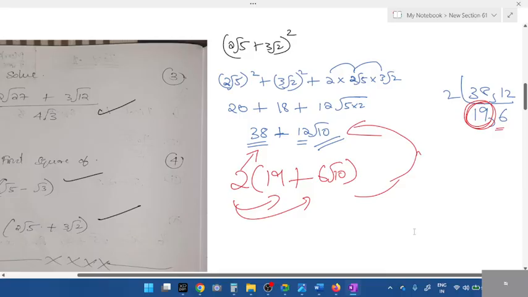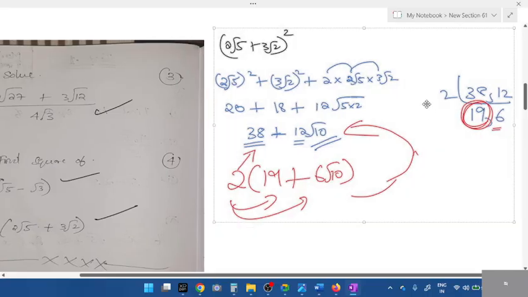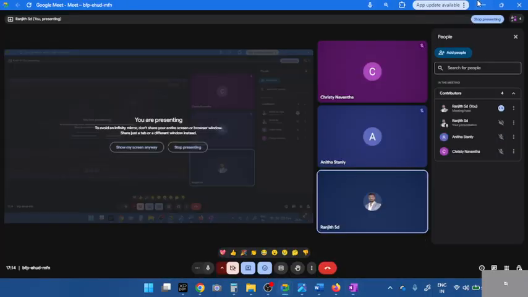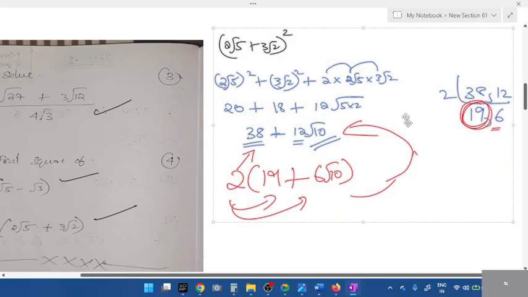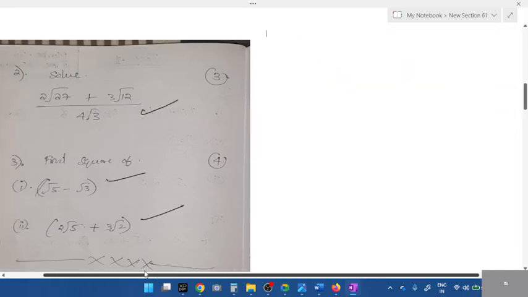Okay. So don't write the red one. Don't write in simplified form. If you write 38 plus 12 root 10, you will get full marks. This sum you simplify and write it. 2 into 19 plus 6 root 10. Understood, both of y'all?